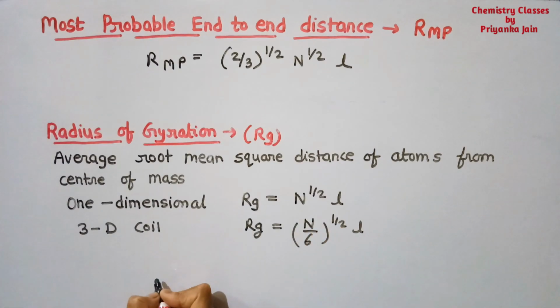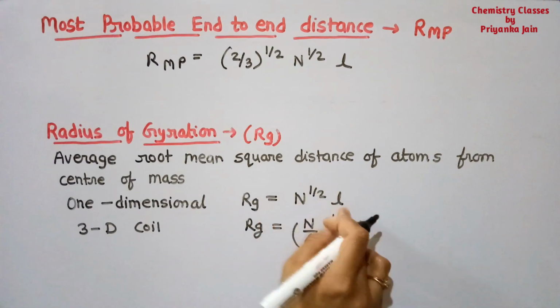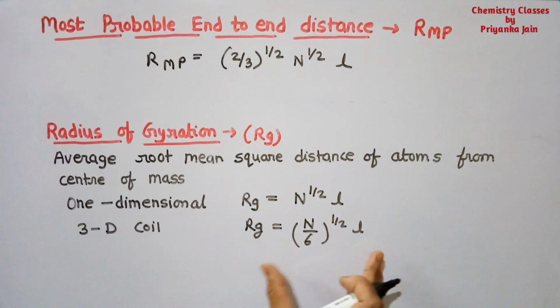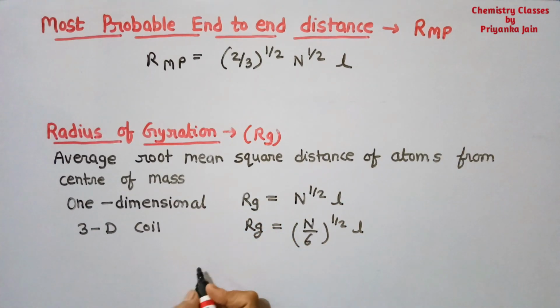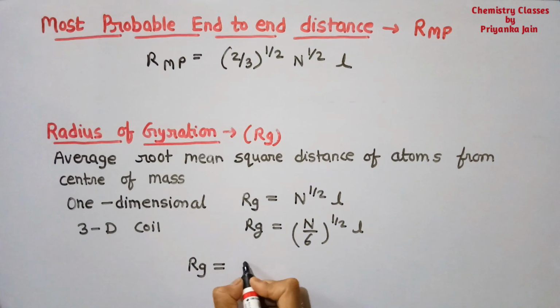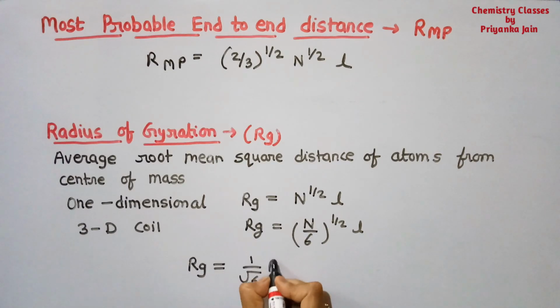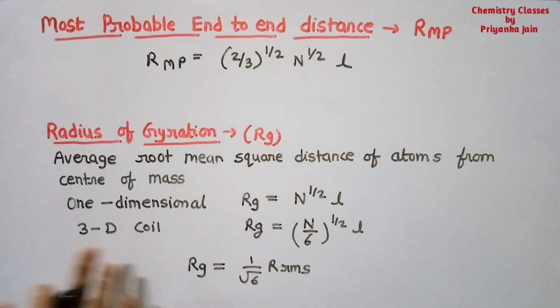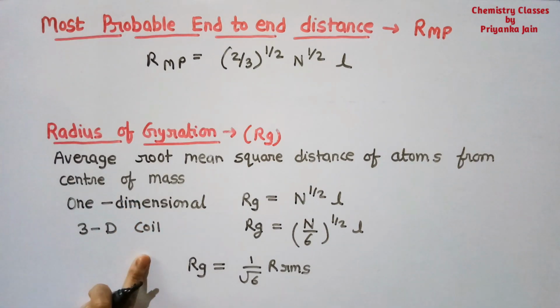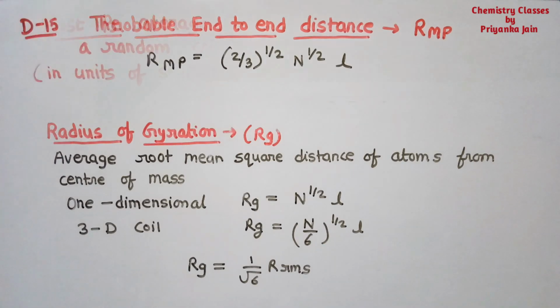Okay, if we have not given these things, we have given the root mean square distance RMS, then how to solve this? For this the formula is Rg is equal to 1 upon root 6 RMS. Okay, so you have to just learn these formulas. Nothing else you have to do. If the question is asked, then you have to just put the values in these formulas and you can do the questions very easily.